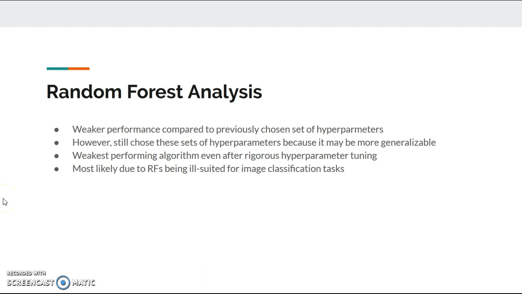These sets of hyperparameters actually performed marginally worse than the hyperparameters we applied to the testing set last time. However, we chose these sets of hyperparameters because they seemed more generalizable. However, random forest remained the weakest performing algorithm even after rigorous hyperparameter tuning. And this was most likely due to random forest being ill-suited for image classification tasks as complex as ours.